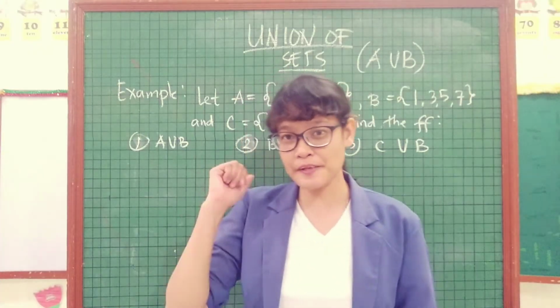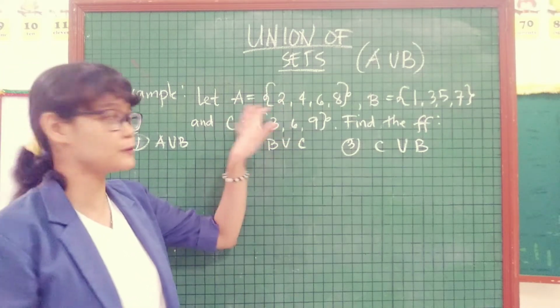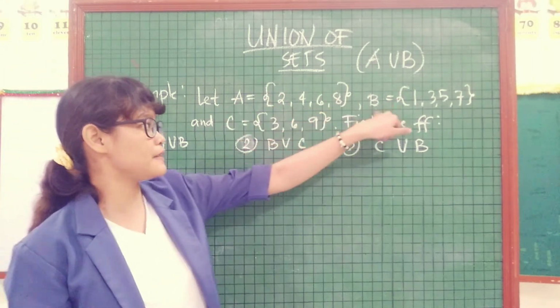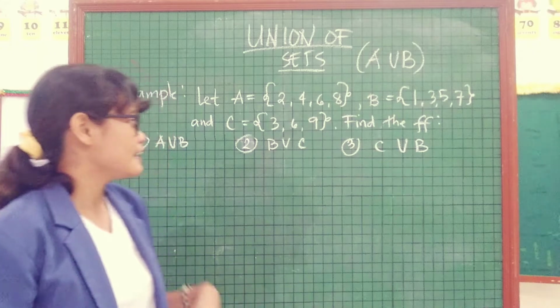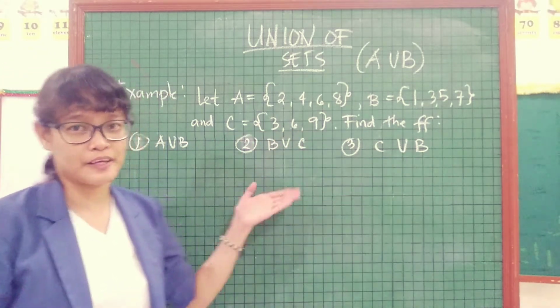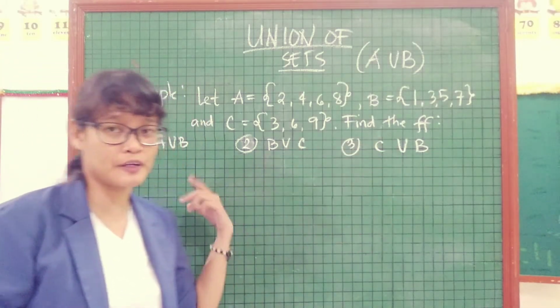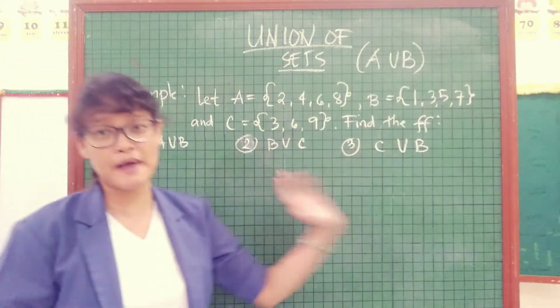For example number 1, let set A be equal to 2, 4, 6, 8, and then you have B: 1, 3, 5, 7, and then for set C, you have 3, 6, 9, and we have to find the following. You have A union B, B union C, and C union D. So let's work on these examples one by one.